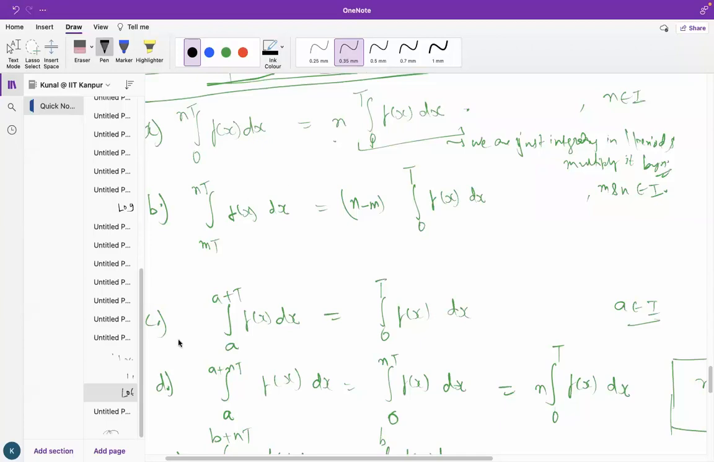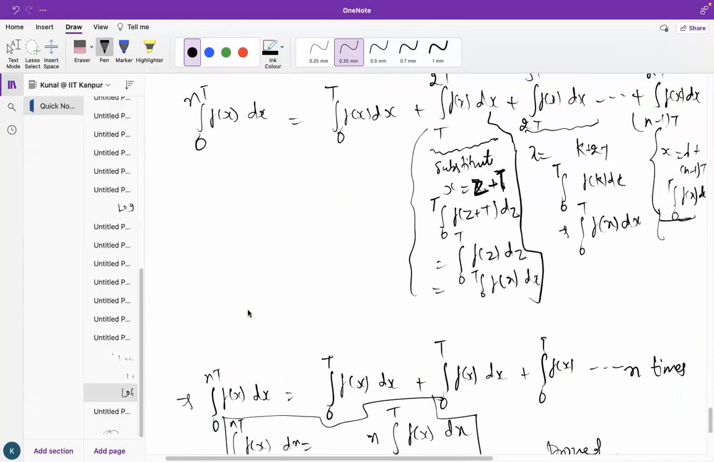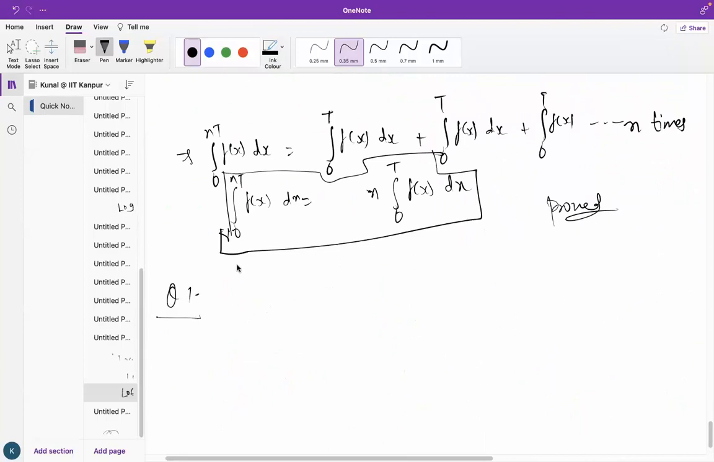For the proofs of the other properties, we'll see them later, as today we don't have time. So let's go through one example based on property one. Our question is: integrate the fractional part of x, dx, from -5 to 0. Let me draw the graph of the fractional part of x in a good way.